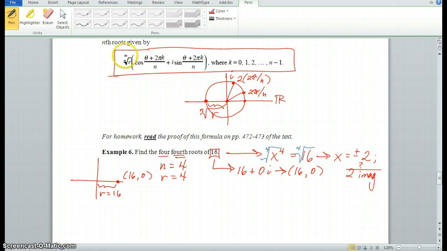We've got the nth root of r. So I'm going to start you off with k equal to 0. We're going to actually graduate our way up with k equals 0, then 1, 2, and then we're going to finish up with k equals 3. I'll explain as we get through this here what I mean by that. So again, the nth root of r, 4th root of 16. Let me correct that. This is 16 as we know.